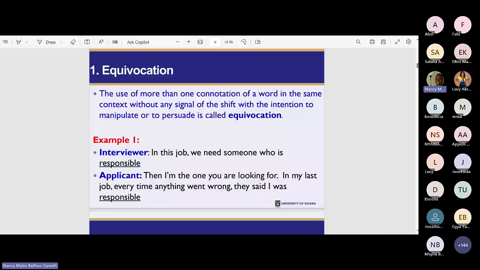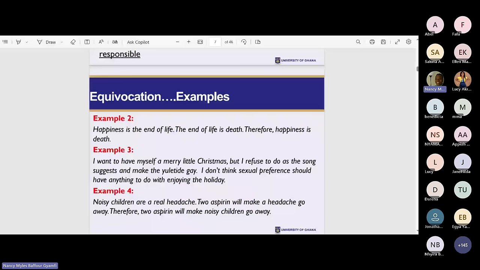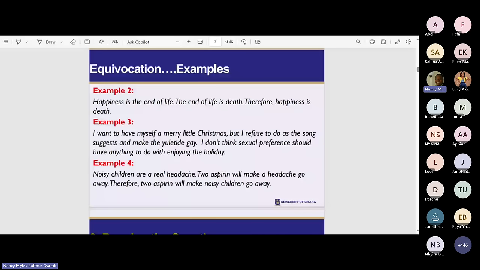So we'll move now to some examples. Quite a good number of examples. These slides are in your resources too, so you shouldn't struggle to revise them. Look at example three. The noisy children are a real headache. I'm sure I would have mentioned it in previous ones. So please read example three as well, Abel. Then we move on to the next one. Go ahead.